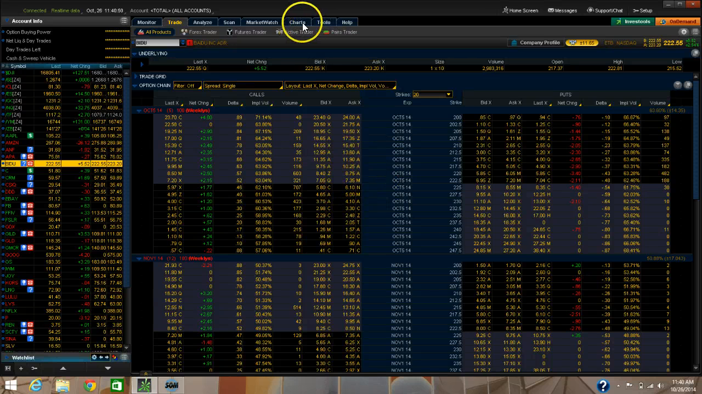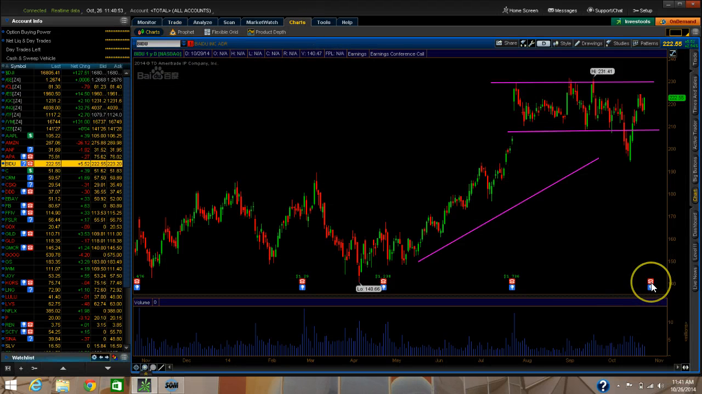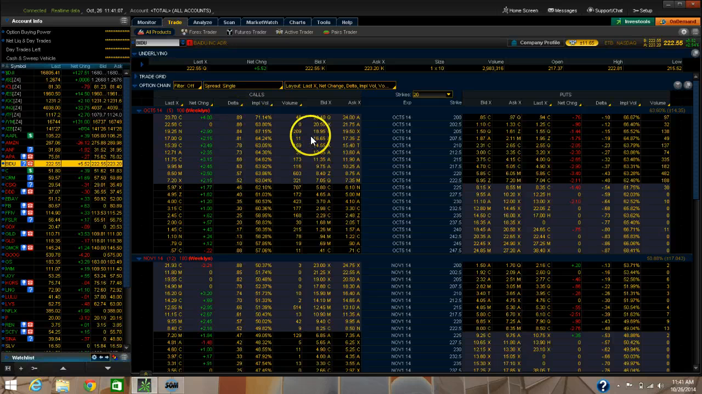So what do we know? We know that earnings are on Baidu, and they're on 10/29, which is October 29th, after the market close. So that will be Wednesday after the market close. So we've got 3 days to look at this trade and put it on.